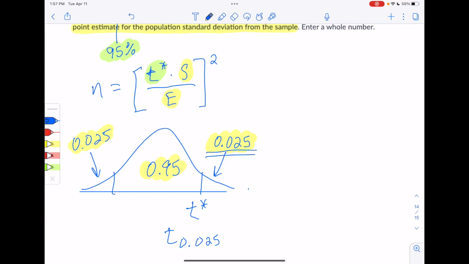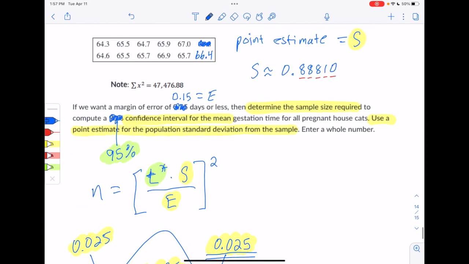When you go to the T table, you need a DF. DF is n minus 1. So what n do you use when you're doing this formula? You use the same value for the n. You use the n that came from the sample that produced the S for you. Sorry, I stumbled there a little bit.